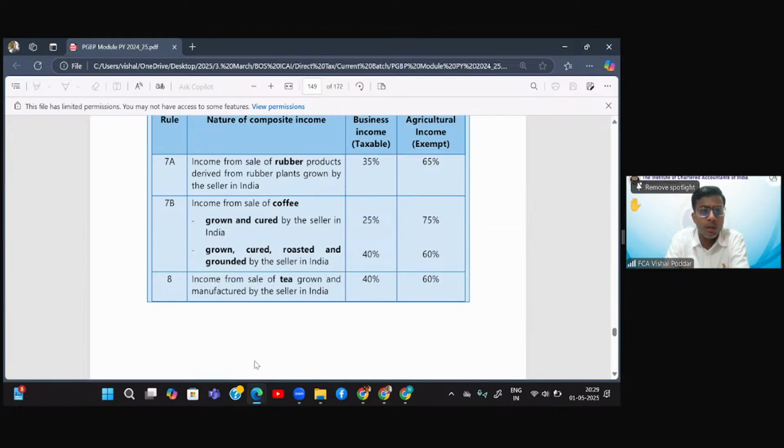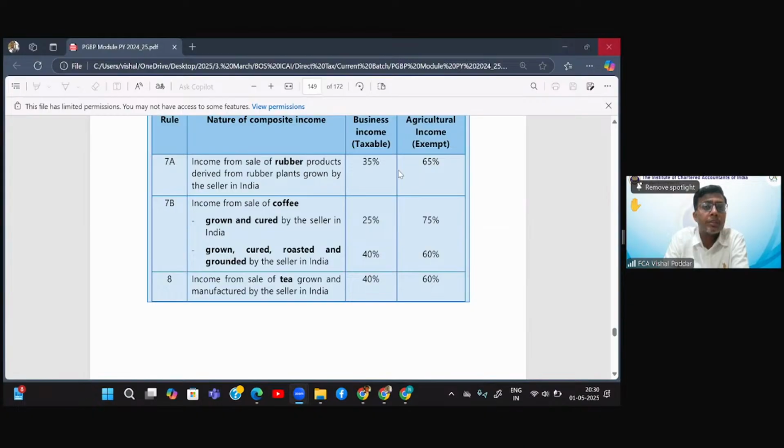Now, in this particular case, what we have to do is we have to break up the net profit because in my business, my net profit covers the agriculture part also and the manufacturing part also. Because I'm growing the tea leaves, I'm growing the coffee beans, and I'm also manufacturing it into tea powder, coffee powder, and selling it. So the net profit of my business covers both. Now, when it covers both, I cannot or I should not pay tax on the agriculture portion because that is exempt. But how will I break up?